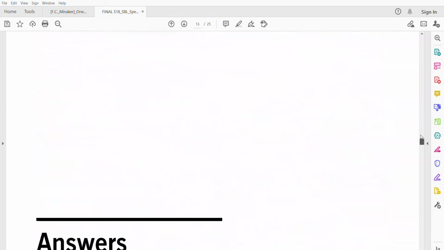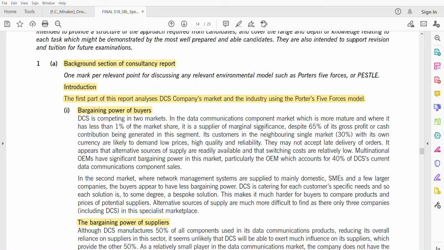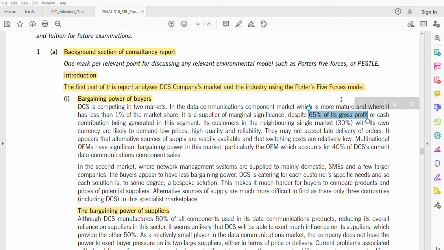Let me go back. Here also they have used this 1% market share and 65% as gross profit. Despite 65% of its gross profit or cash contribution being generated in this segment, its customers in the neighboring single market, 30% with its own currency, are likely to demand low prices, high quality and reliability, because I told you it's a high volume, low price business. They may not accept late deliveries of products. Exactly. Why will they not accept late deliveries of orders? This also they have taken from the exhibit.